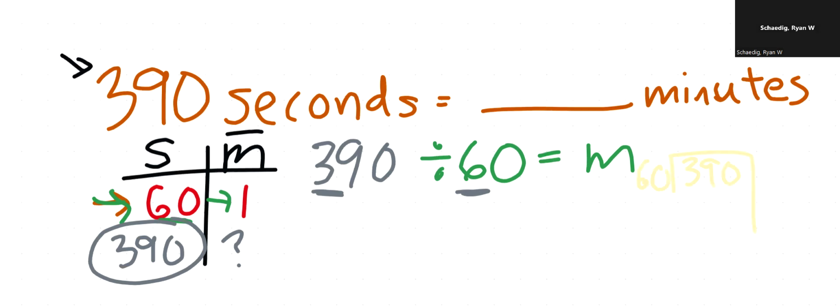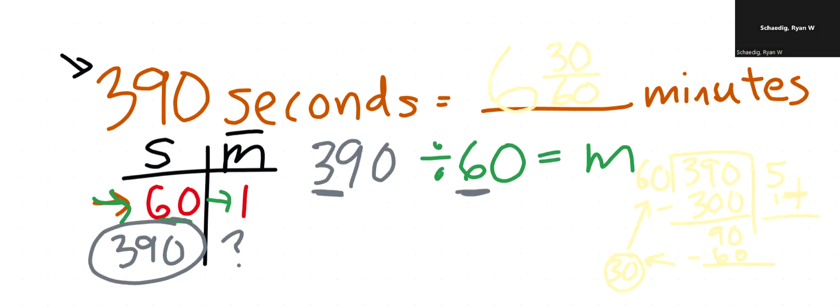6 times 5 is 30, so 60 times 5 is 300. That leaves me with 90, or I could do one more group of 60. And that leaves me with a 30. Sorry, my page is running out, so I'm going to write 30 over here. So this would be my remainder because it's smaller. So I'm going to add these up. That's a plus sign. So 5 plus 1 is 6 minutes. And then I have 30 out of 60 left over.